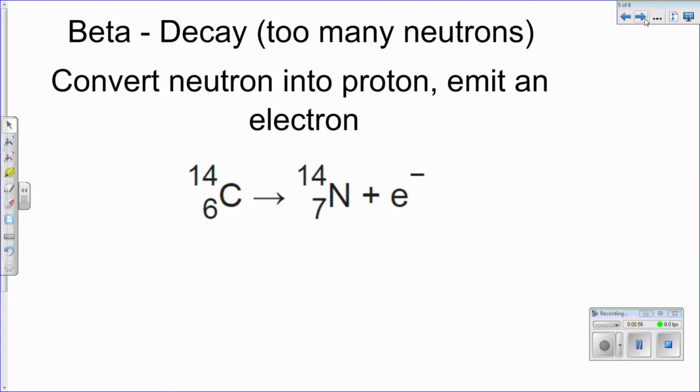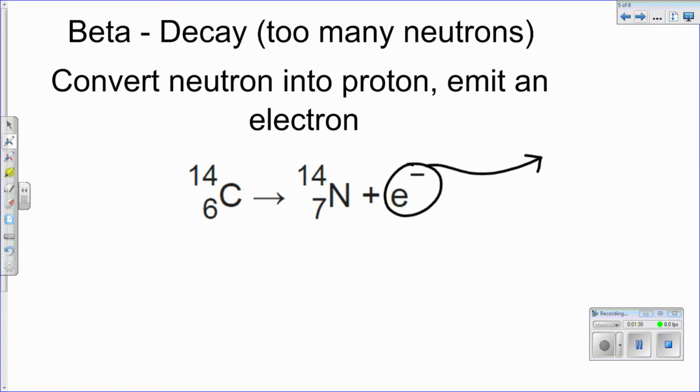If a nucleus has too many neutrons, it can undergo beta decay to become stable again. When this occurs, a neutron is changed into a proton and an electron is emitted. The proton stays in the nucleus and the electron leaves the nucleus. In this example, we see a carbon-14 atom. As you can see, the mass number is on top and the number of protons in carbon, 6, is on the bottom. It converts into a nitrogen-14 atom that has 7 protons, and an electron is leaving the nucleus.